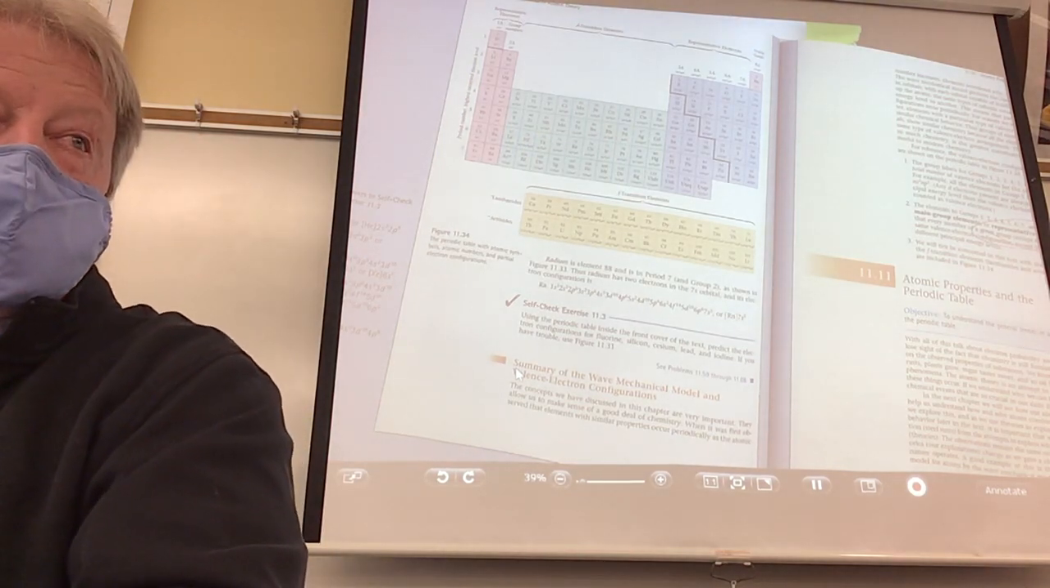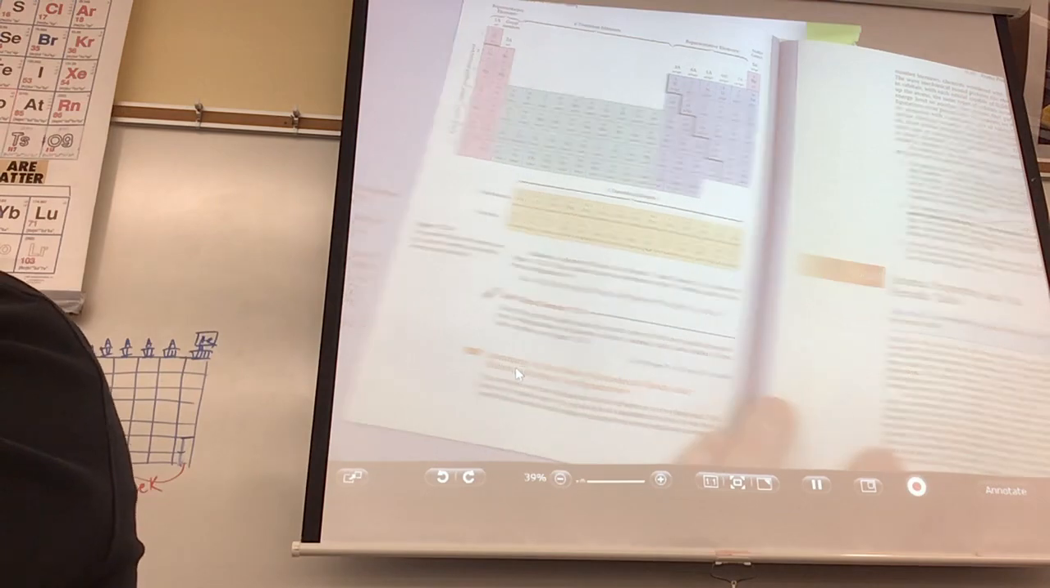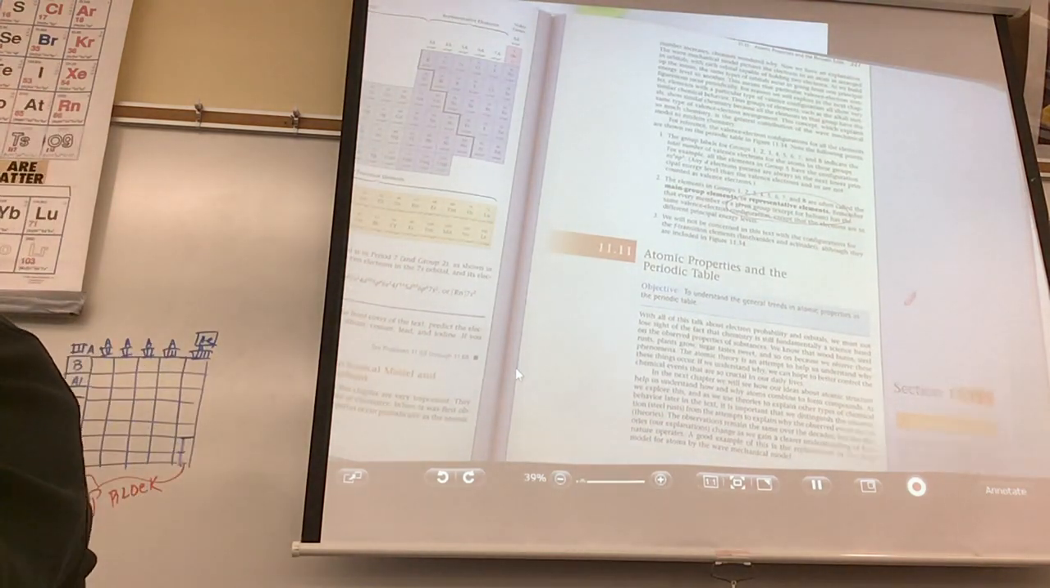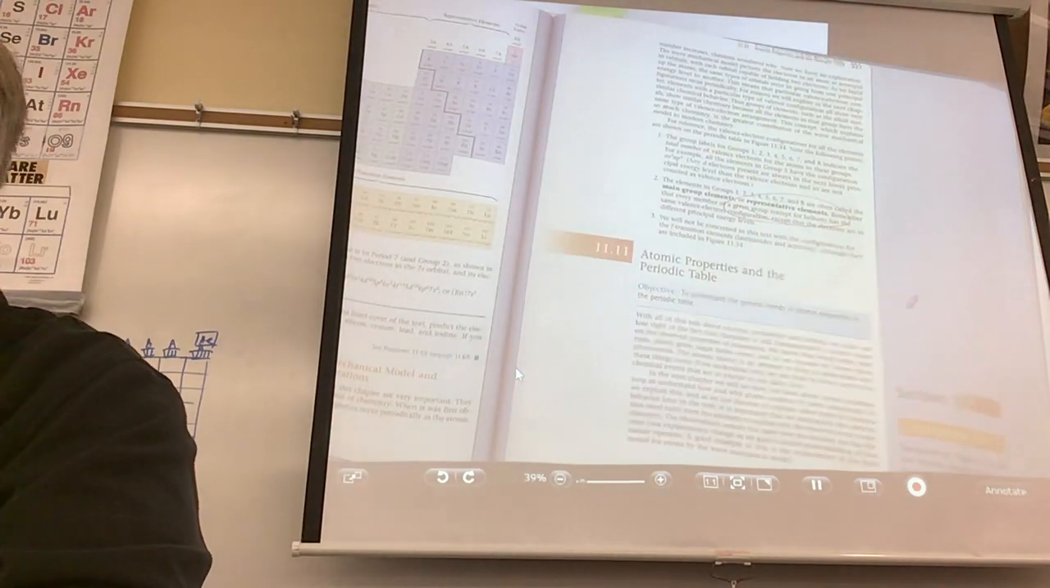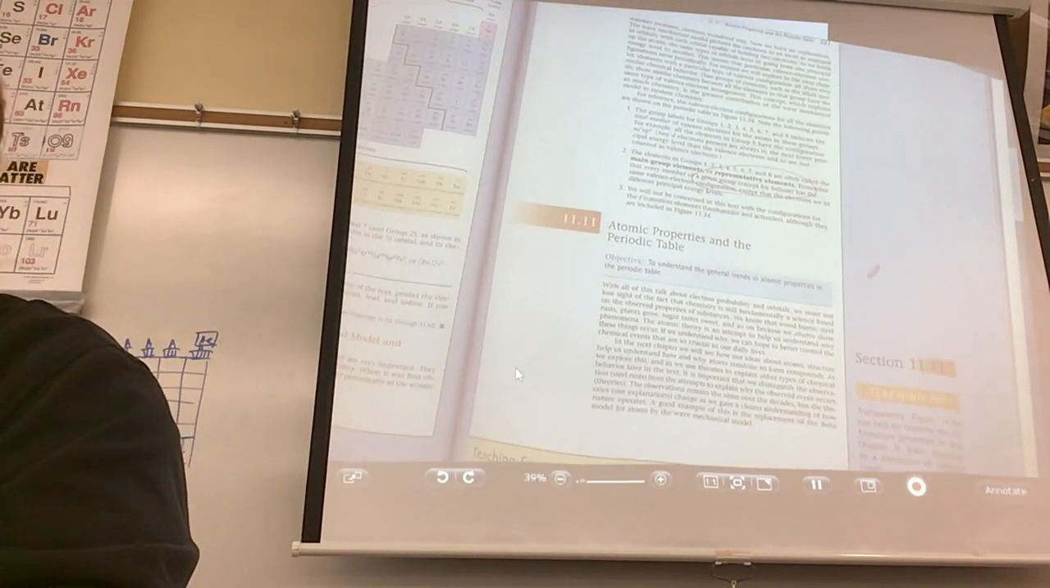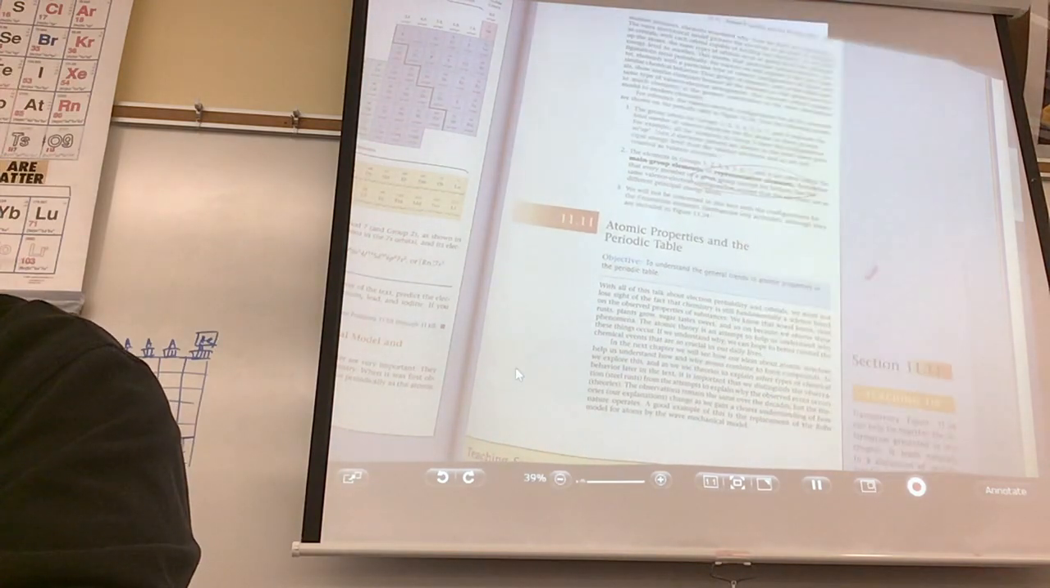It only has 2 because it doesn't have that many. All right, so now the last thing we're going to do is I ask you to read the last 3 pages or so, and this is this fancy word called periodicity. And all that means, what are the trends? What are the trends in the periodic table?